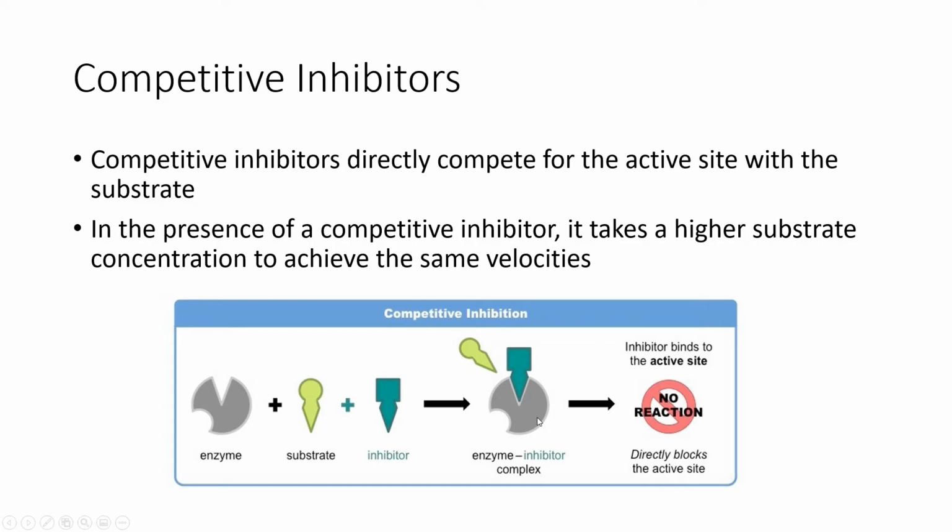But if you think about it, that also means that in order for us to achieve the half Vmax, we still have to increase the substrate, which increases the Km. So for competitive inhibitors, you need to know that it primarily affects the Km of the reaction.